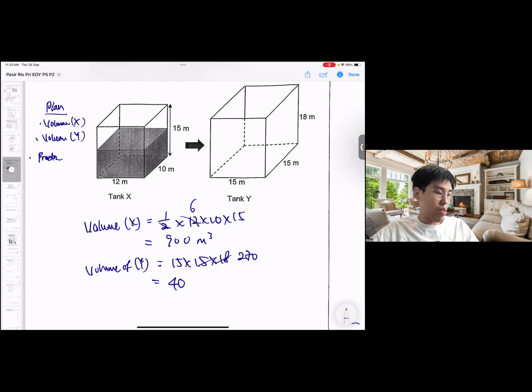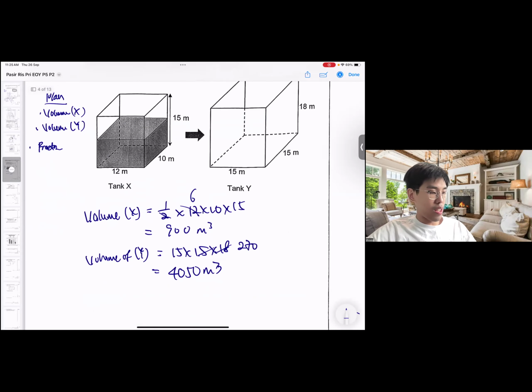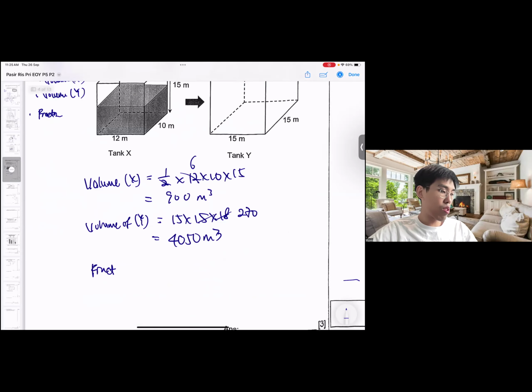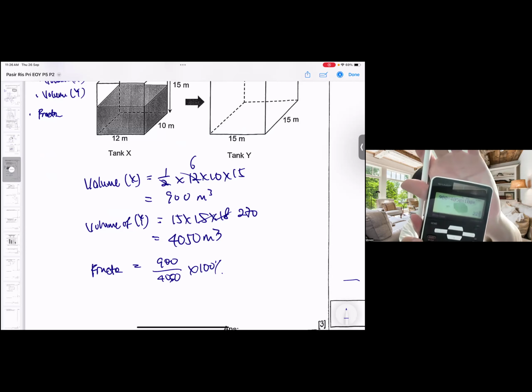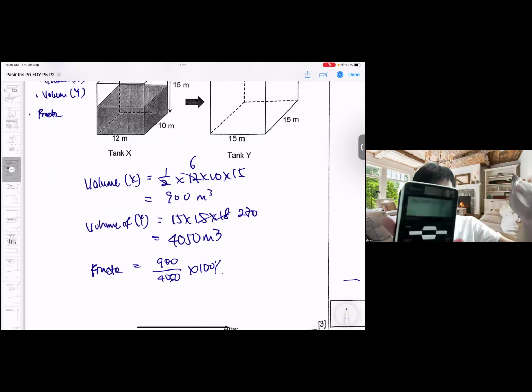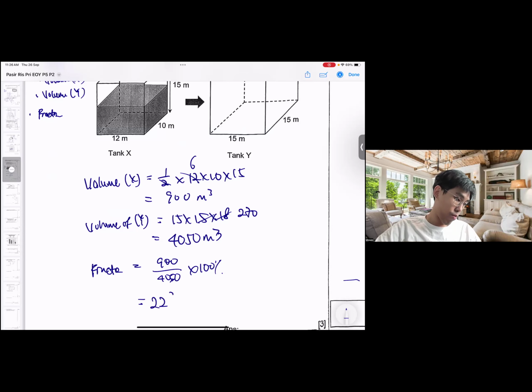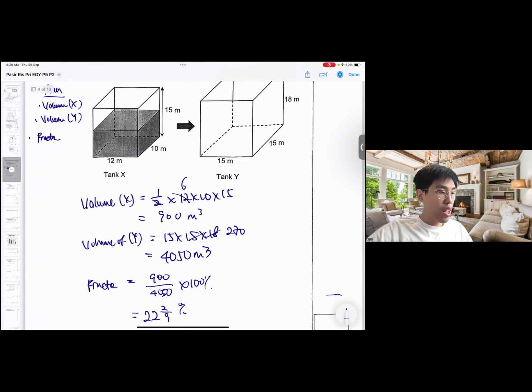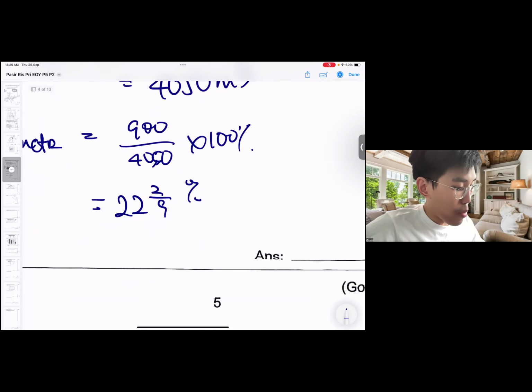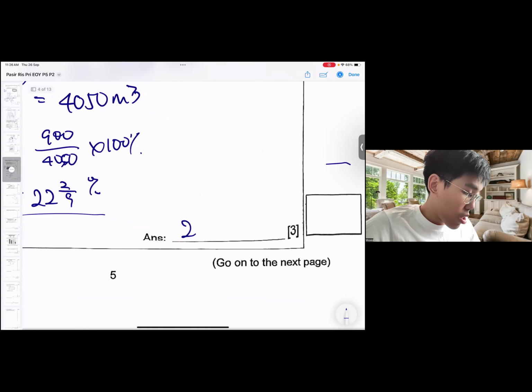4050 meter cube. So what is the fraction? To get the fraction, it'll be 900 over 4050 times 100%. So 900 divided by 4050 times 100. You will get 22 and 2 over 9. Give your answer in the simplest form. So this shall be the answer. So it's 22 and 2 over 9%.